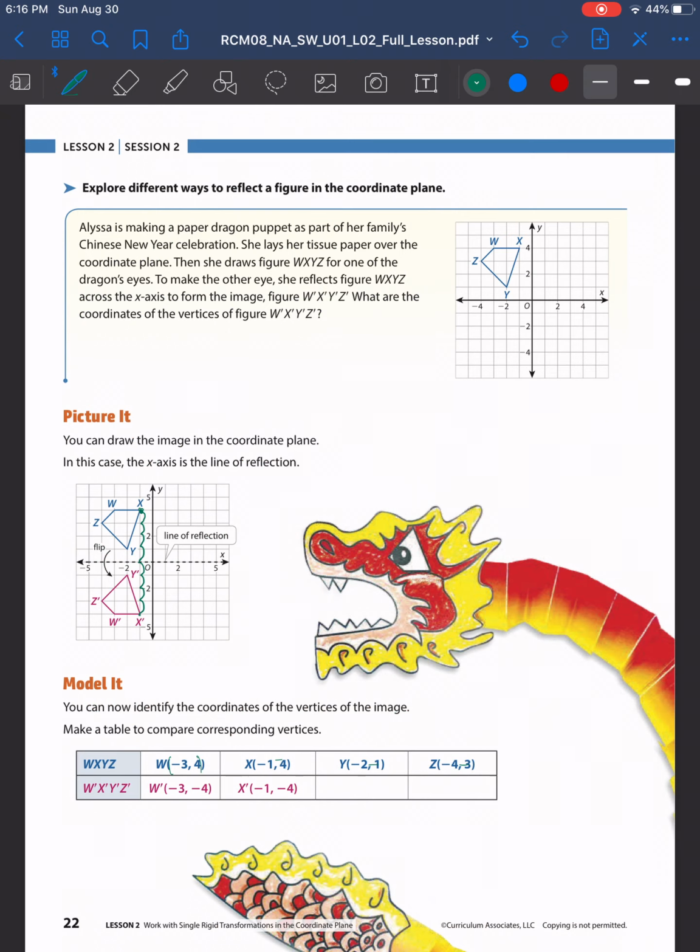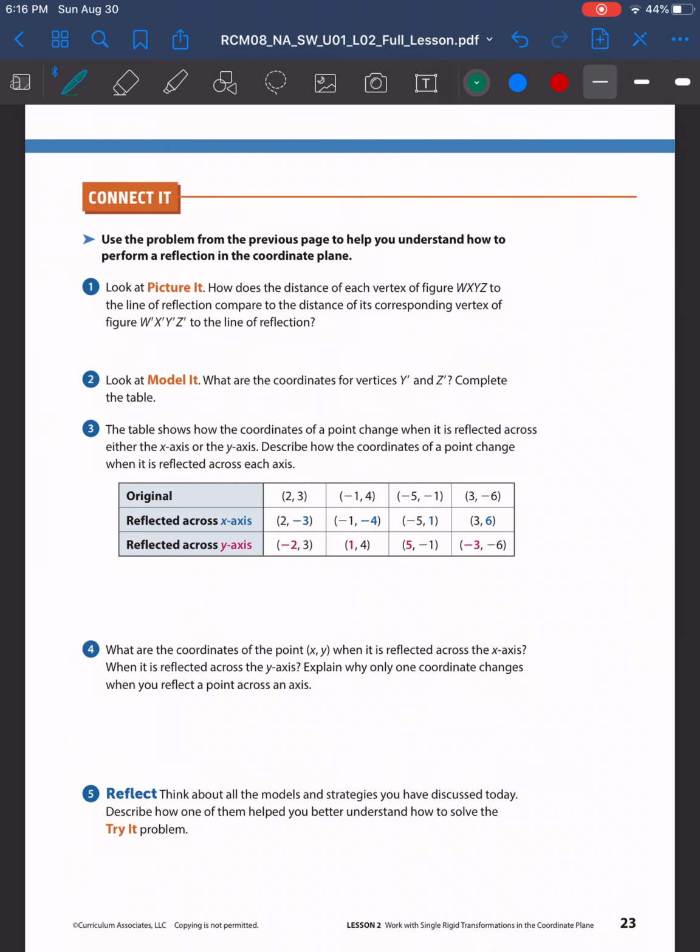So what we can say, we're just going to try to explain that in the most simplest way possible. We're going to say each vertex, remember a vertex is the point, each vertex of the image is the same distance from the line of reflection as the corresponding vertex of the original picture, okay? We're going to try to say that in as few words as possible.